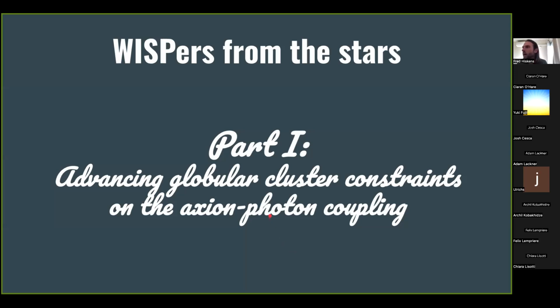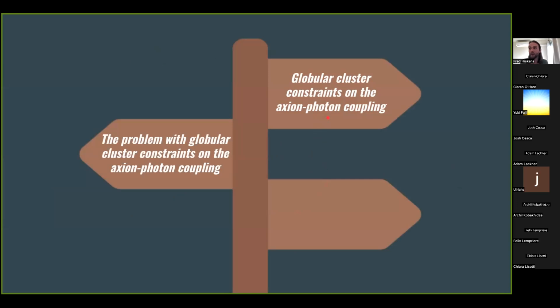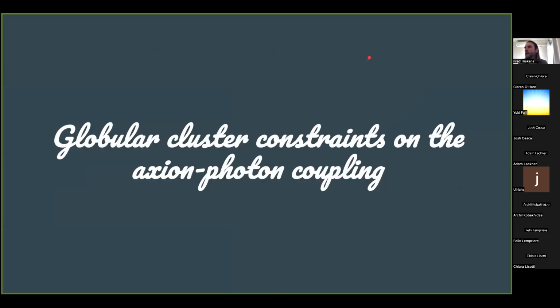Okay, so on to part 1 then, advancing globular cluster constraints on the axion-photon coupling. And just to signpost where we're going to go here, the structure of this part will be, I'll start by talking about globular cluster constraints on the axion-photon coupling. I'll then proceed to talk about an outstanding issue with these constraints before going on to tell you how we can advance them using something called the R2 parameter of globular clusters.